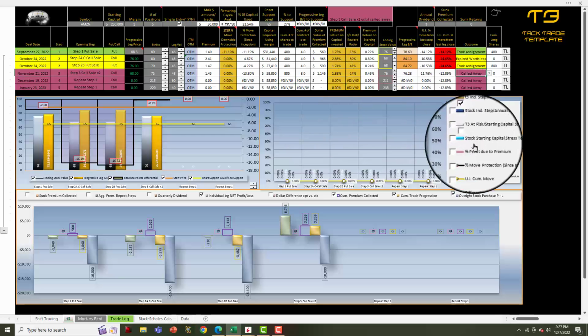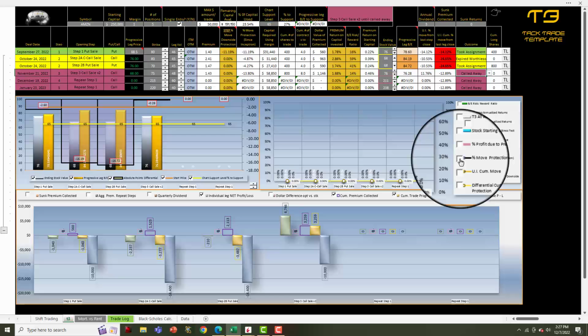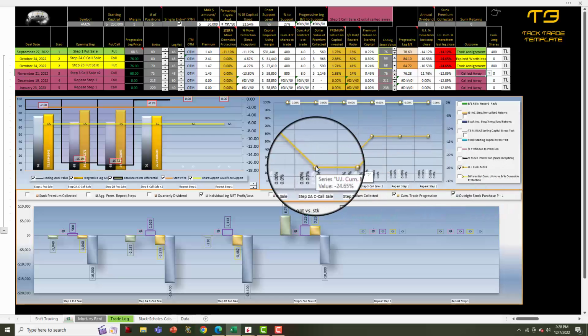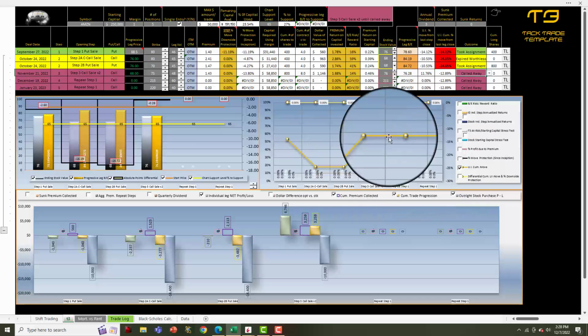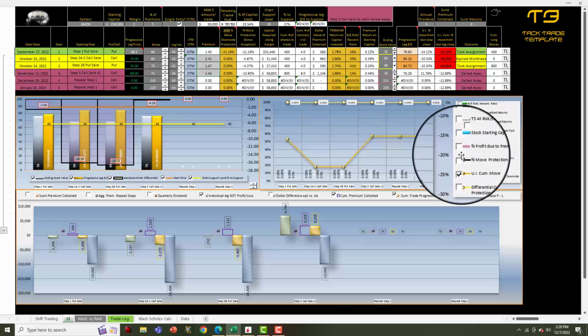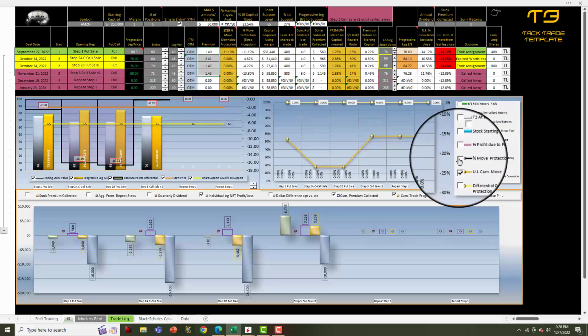Let's see how far it moved against us, and that's what these metrics are for. Let's go to the underlying instrument cumulative move. So at its worst, it was down 24.65%. But because we collected all these premiums as option sellers, let's see our percentage move protection since inception.